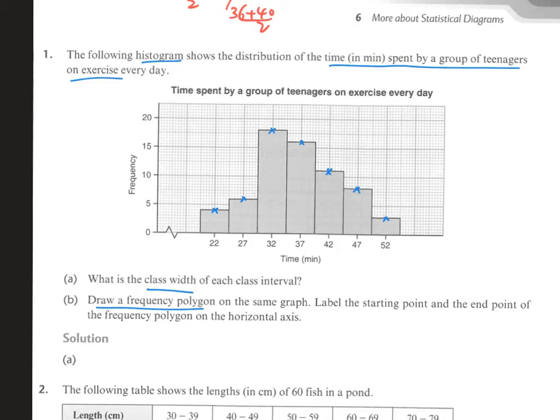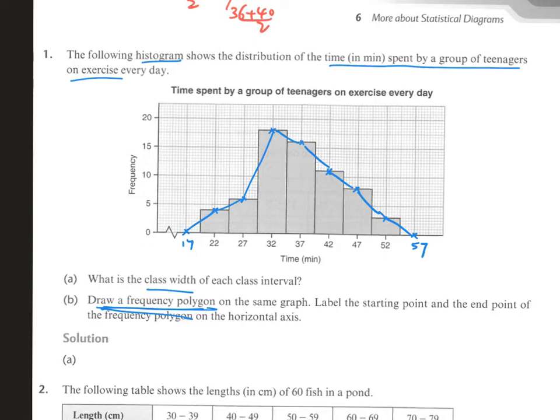And then afterward, you need to drop to 0 at the previous class mark. So it should be here, which is 17. And the other side should be here, which is 57. Afterward, you just link up all the points. It's better for you to use a ruler, and now I just draw it very roughly. Then it is called the frequency polygon of this question, or of the time spent by a group of teenagers on exercise every day.